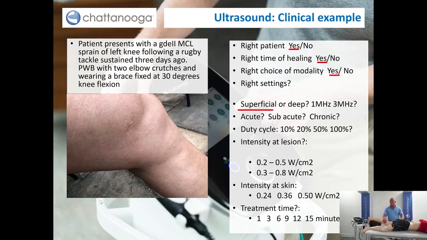So, acute, subacute or chronic? It's 3 days old, so this is still an acute presentation.